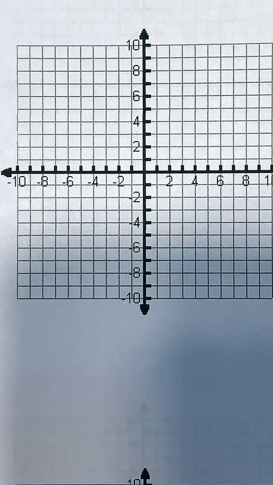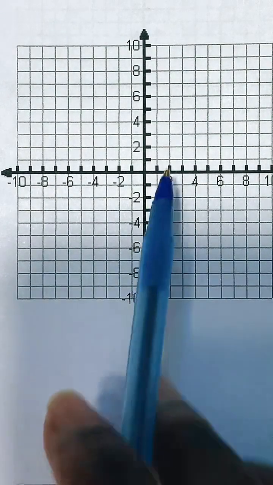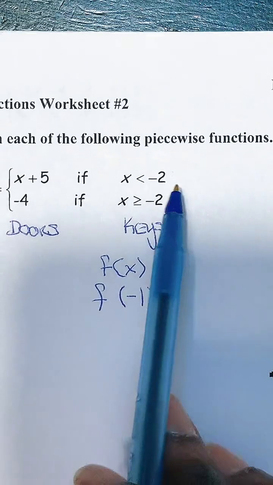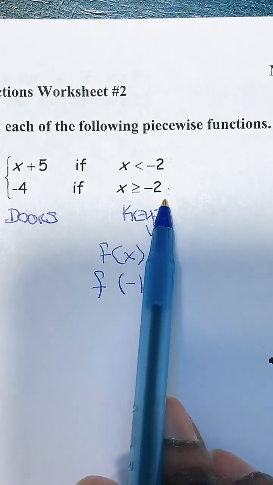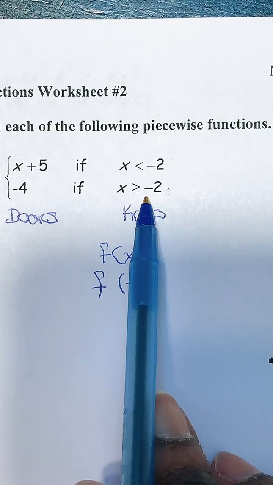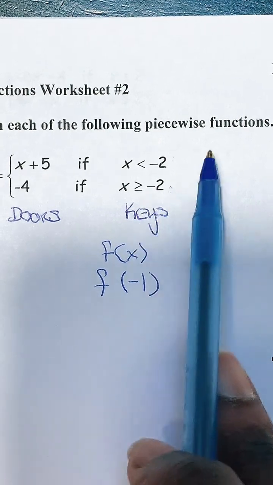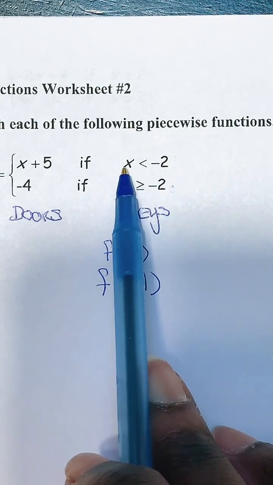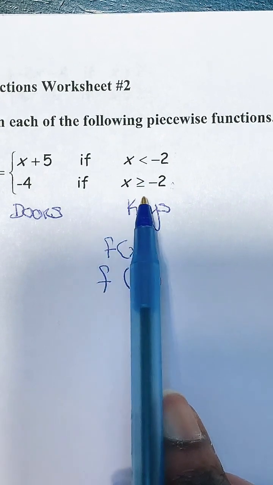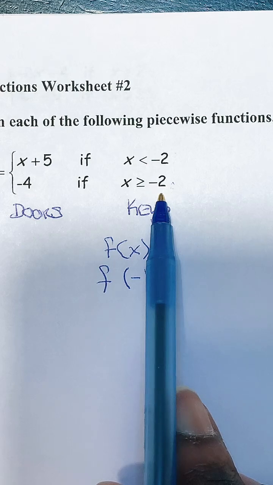But it is greater than. Good. All right. So since it's greater than, that means which of these two am I going to use? Is it going to be the first one or is it going to be the second one? So since -1 is greater than -2, which one am I looking at? The first one, which is x is less than -2, or the second one, which is x is greater than or equal to -2?